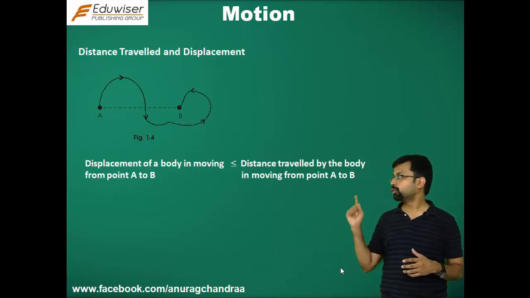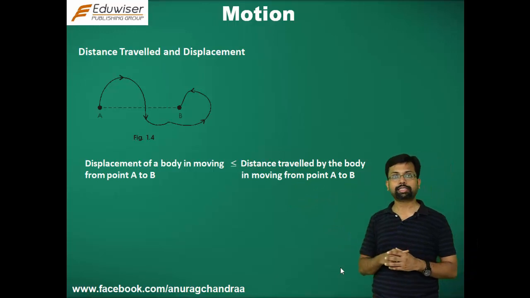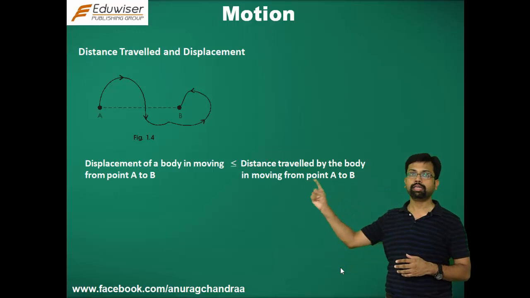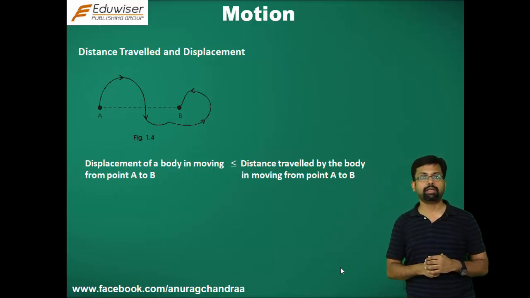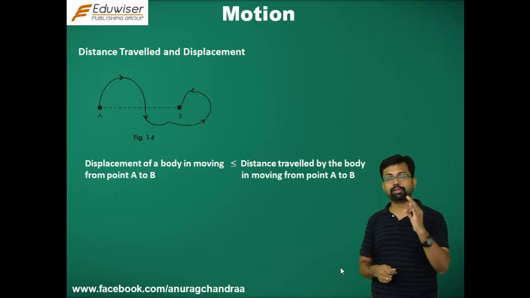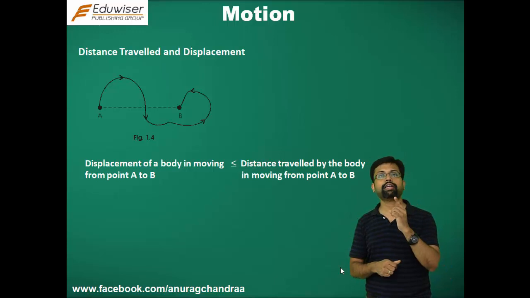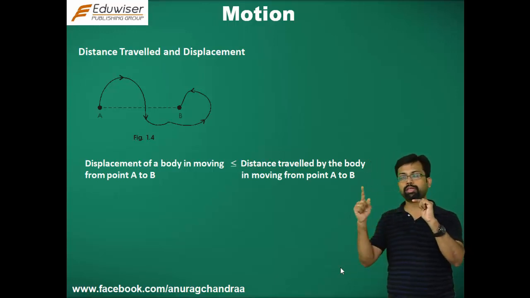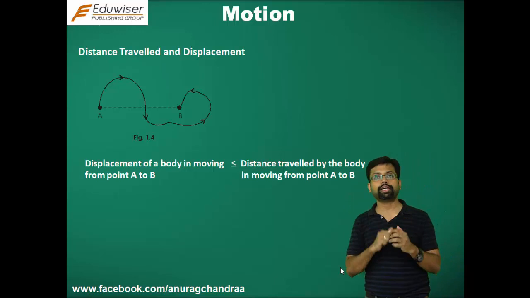What happens if he goes from A to B and then comes back from B to A? In this case, the length of path that he has traversed would be AB plus BA. That is 2 times the length of the line AB. Whereas the displacement, the definition of displacement is that it is the shortest distance between the initial and final points. Initial point was what? A. He went to B, which was the intermediary point, and then he again came back to A and stopped. So the final point again is A.